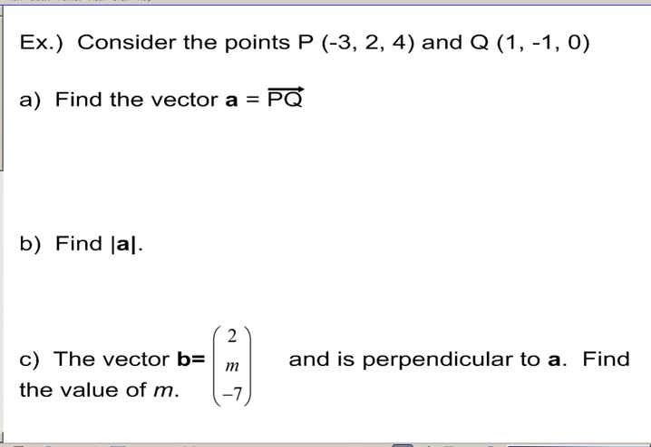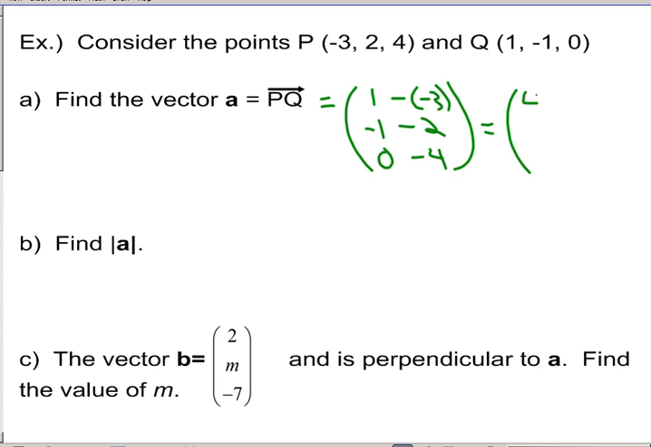Let's take a look at some vector basics here. So if I have points P at -3, 2, 4 and Q at 1, -1, 0, and I want to find the vector PQ, what I'm going to need to do is take the coordinates of Q, my terminating or final point, and subtract off the coordinates of P, which would be my starting or emanating point. And that'll give us a vector PQ that goes 4, -3, and -4. Hard for me to draw that in 3D.